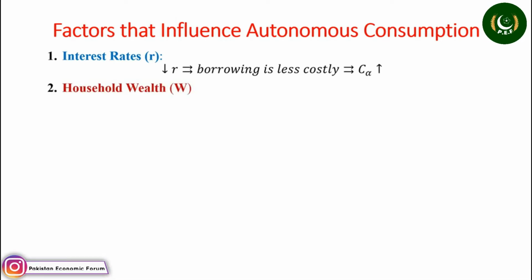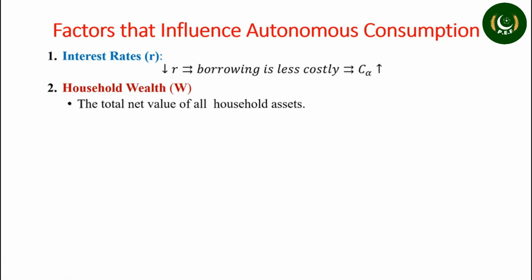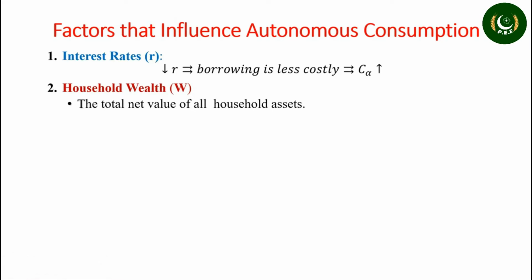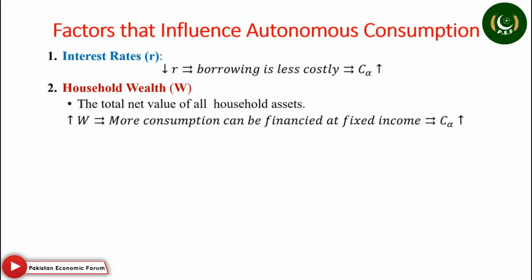Second is household wealth. Household wealth is the total net value of all household assets that include the total value of house and possessions such as automobiles and financial assets such as stocks, bonds, bank accounts, minus any debt. If the wealth of household increases, the household can increase spending even if the income stays constant.